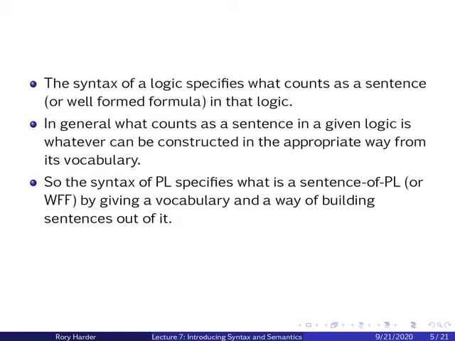So what is the syntax? Well, the syntax of a logic specifies what counts as a sentence in that logic. Another more technical term for a sentence of a logic is a well-formed formula. So when we give the syntax of a formal language, we're specifying very precisely what exactly it means for something to be a sentence in that language.